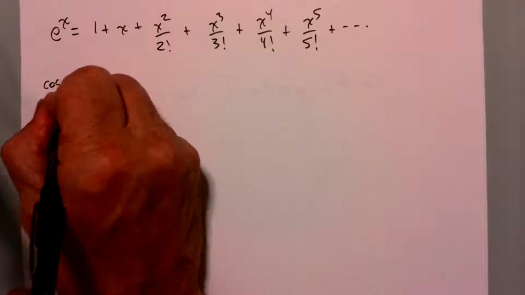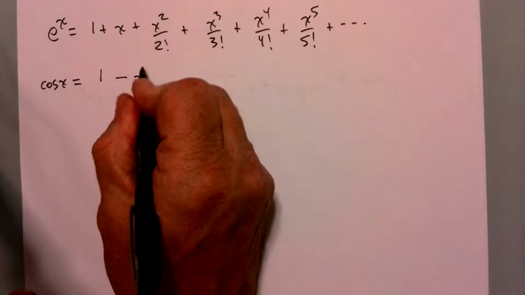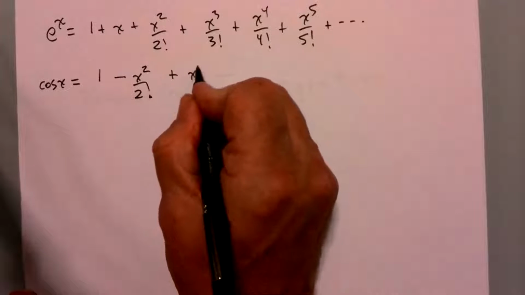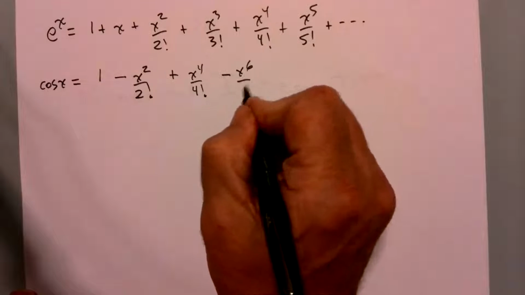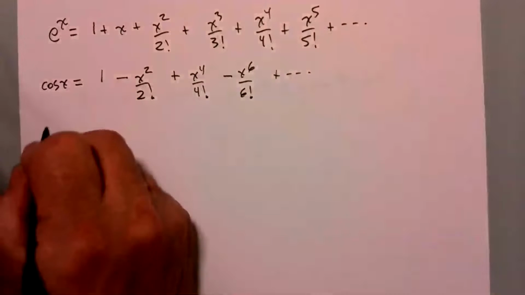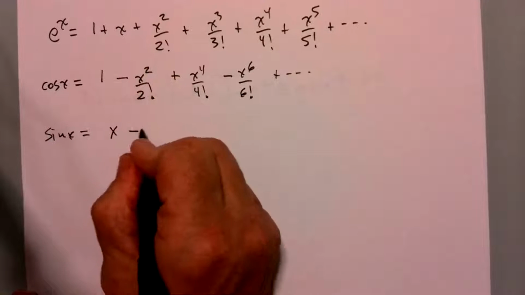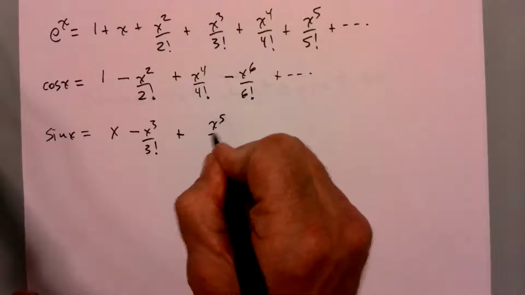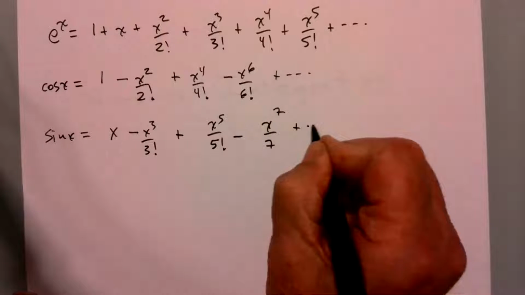And then we have cosine x, which is the even powers alternating. So starting with 1, skipping the first order, minus x squared over 2 factorial, skipping the third one, plus x to the 4th over 4 factorial, skipping the 5th one, minus x to the 6th over 6 factorial, etc. And sine x gives us the odd values. So starting with x, skipping the second, minus x cubed over 3 factorial, plus x to the 5th over 5 factorial, minus x to the 7th over 7 factorial, plus dot, dot, dot.